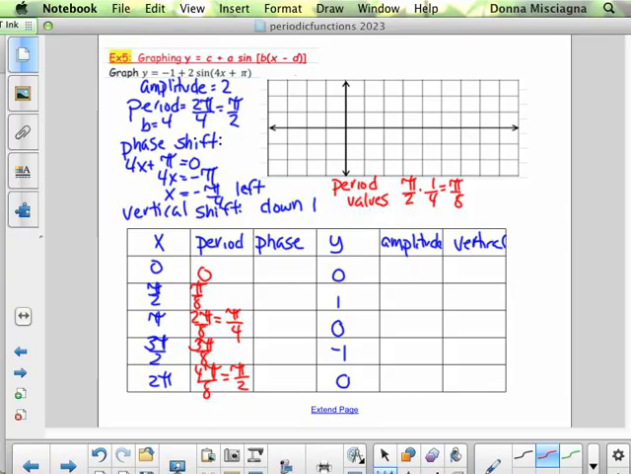For the phase shift, we are going to subtract pi fourths from the period values. You subtract from whatever column has values next to the phase shift. If there's a period change, you add or subtract, depending on which way you're going, from the period values. If there's no period change, just a phase shift, then you add or subtract from the old x values.